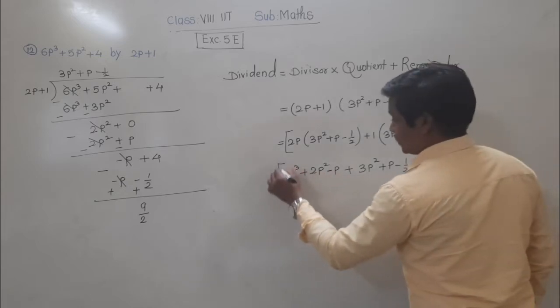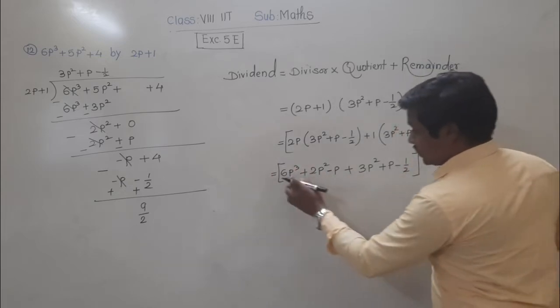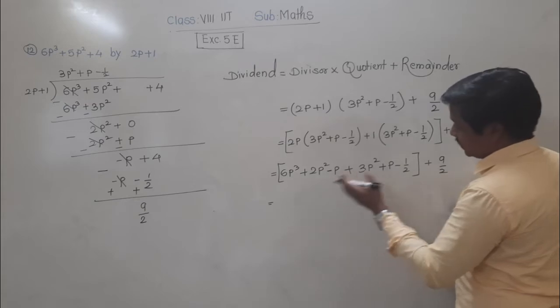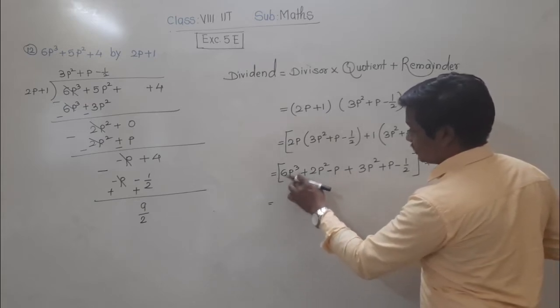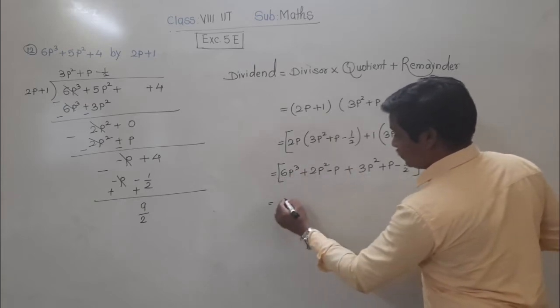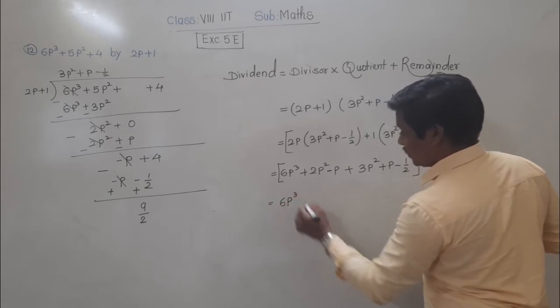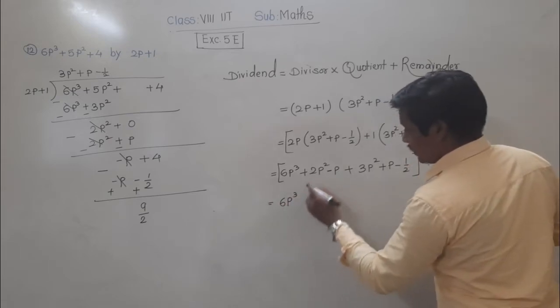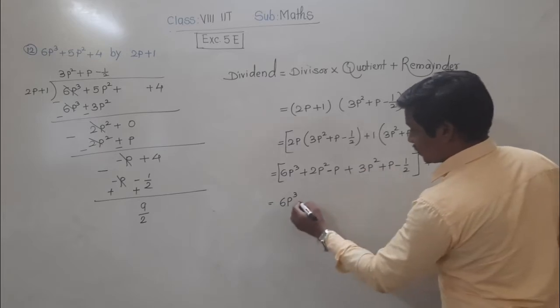So let us first do the operation in this. Those which are like terms, let us do the operation over them. 6p cube. Is there any other term? It will remain as it is. Then 2p square plus 3p square. What?